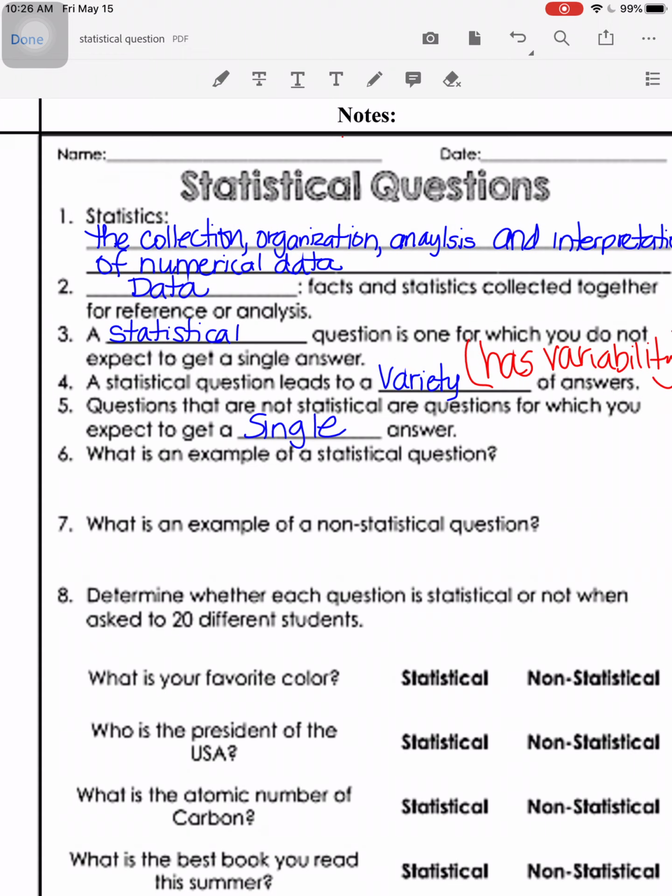Questions that are not statistical are questions for which you expect to get a single answer. So with non-statistical questions, you are only going to get one response. There is only one answer to that question.